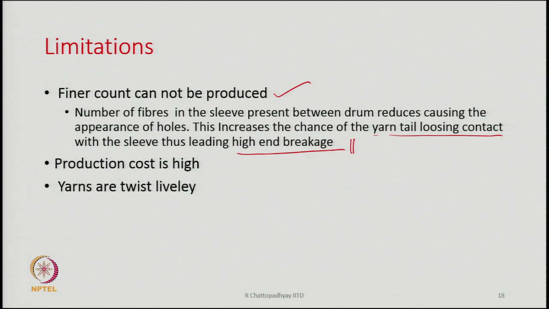Production cost is high because the machine is very, very costly, and yarns are twist liable. Snarling tendency is quite high. So, either you have to go for twist setting, which means additional cost. You have to go for twist setting.